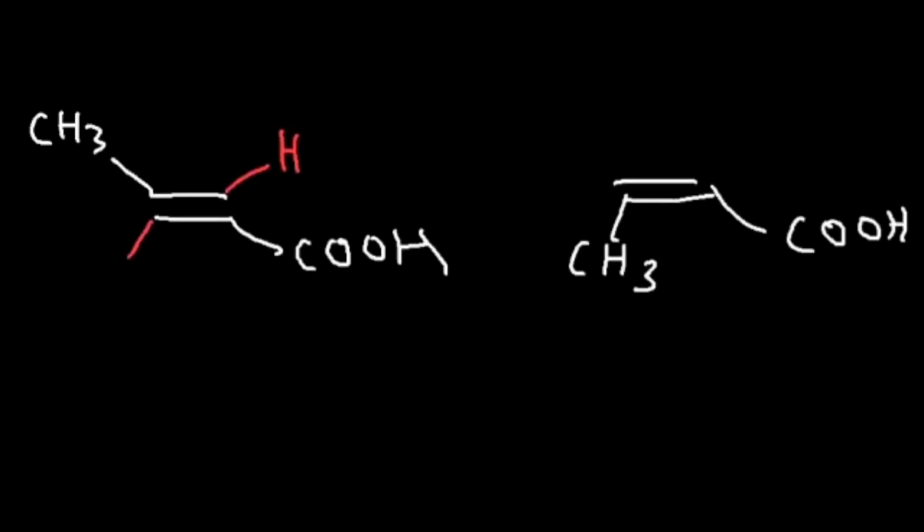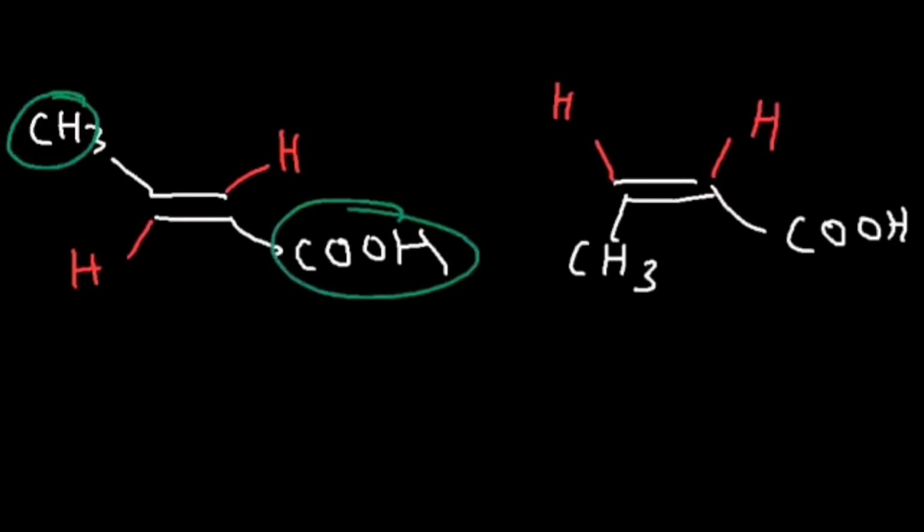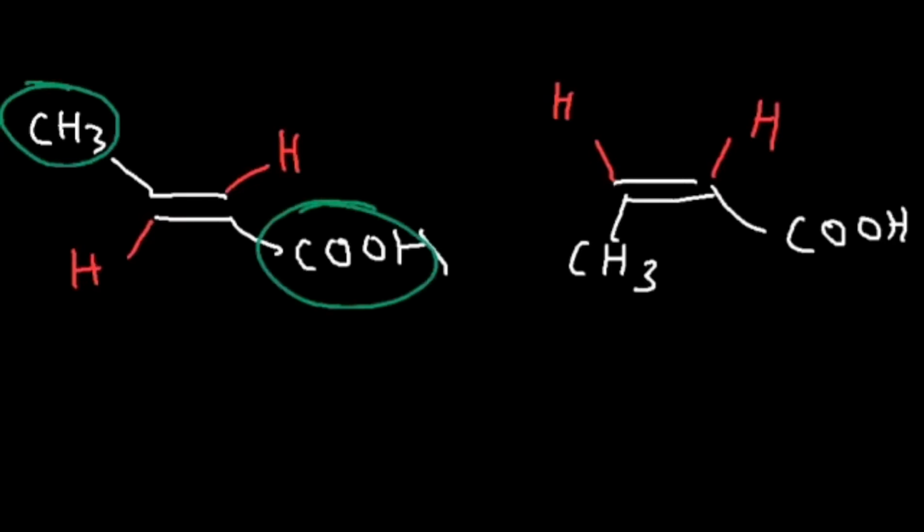In this case, you want to use the E and Z system. For the example on the left, the two groups with the highest priorities are the methyl and the carboxylic acid. Comparing the carboxylic acid versus hydrogen, the carboxylic acid functional group has way more priority than the hydrogen atom, and methyl has more priority than hydrogen on the left side. So whenever your two highest priorities are on opposite sides, you have the E isomer, and whenever they're on the same side, you have the Z isomer.